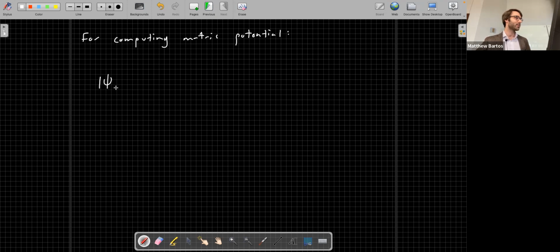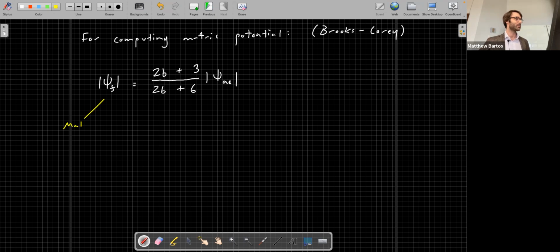Okay, so our matrix potential, this is from the Brooks-Corey formula. Our matrix potential is equal to the following expression, and I'll just say the variable names and then I'll tell you what they are. 2b plus 3 over 2b plus 6 times psi AE. Okay, so as before, this is the matrix potential, and this is in units of length.